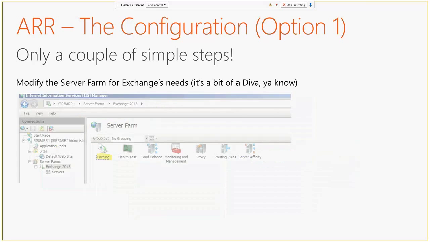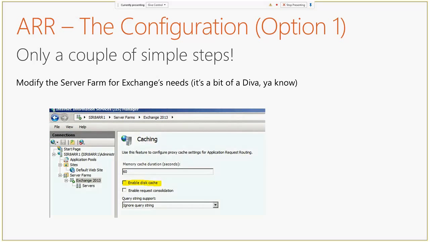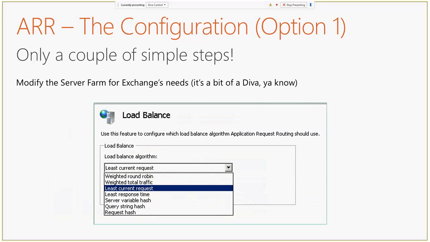All right, a couple of modifications. We don't do any caching when publishing Exchange, so this needs to be disabled. Load balancing, we talked a bit about the different forms of load balancing there. My obvious pick is least current request here, so I want to have the requests distributed evenly.